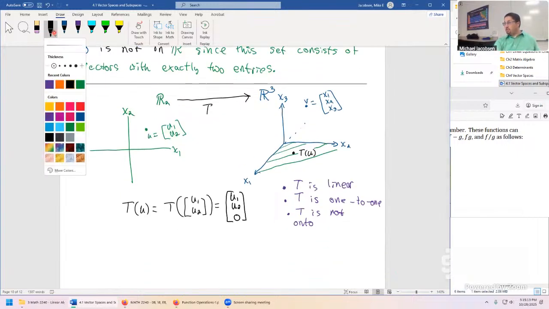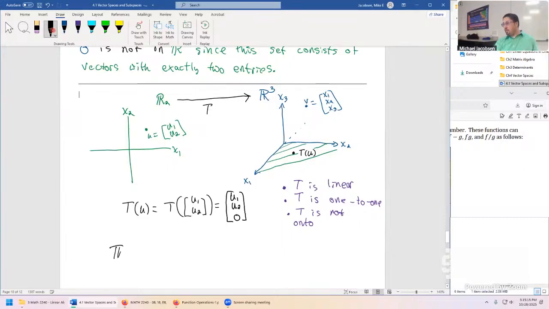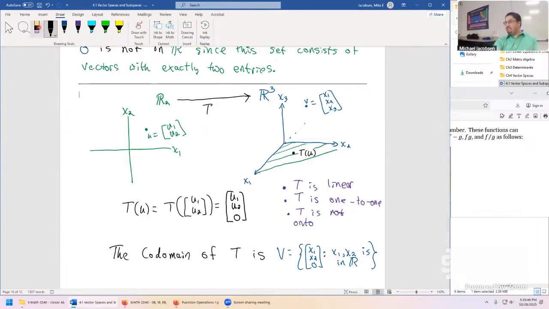But if you make another restriction, if you say the codomain of T is, let's say it's not R3. Let's make the codomain of T be the set V equals x1, x2, 0, such that x1, x2 is in R. Then we get to say one more thing. T is now onto with this change.